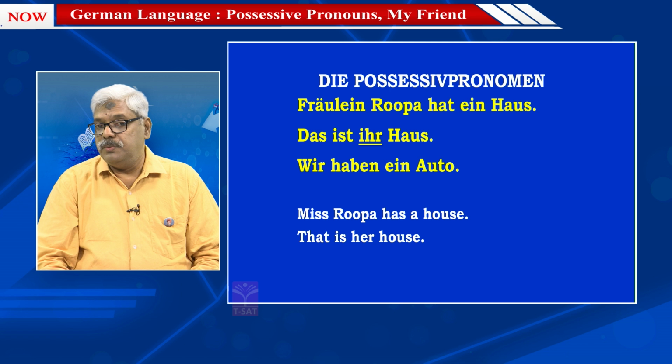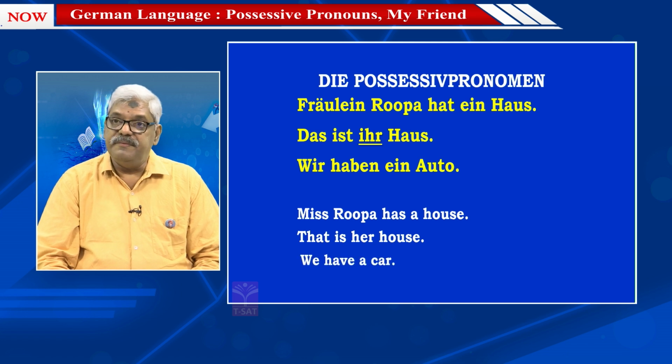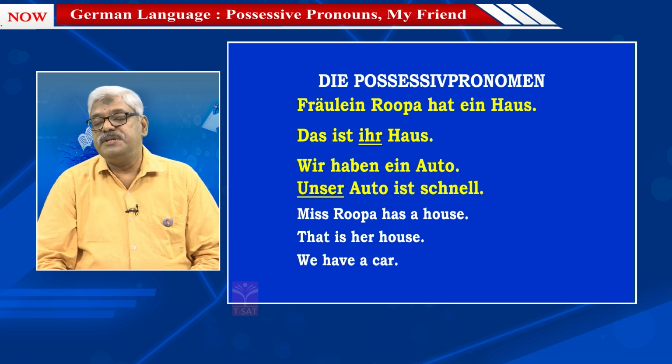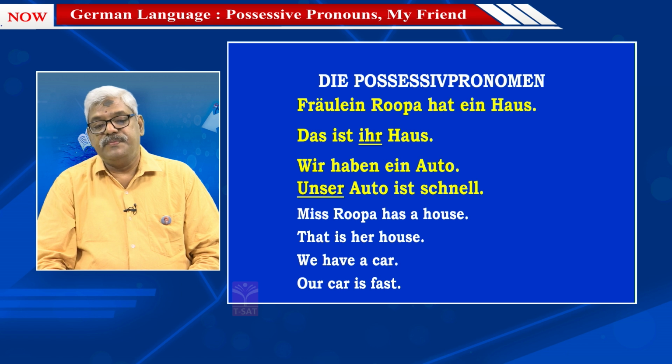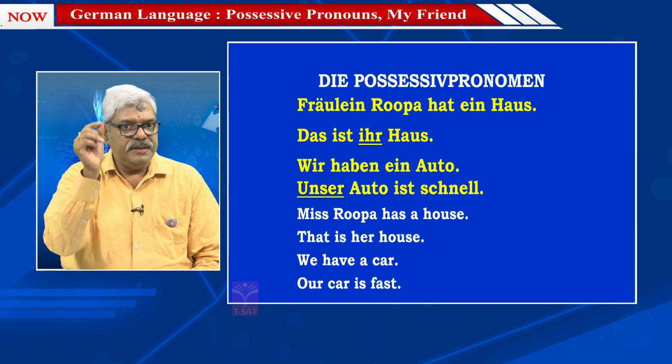Wir haben ein Auto. We have a car. Unser Auto ist schnell. Our car is fast. Once again, the word Auto, the gender is neuter. Das Auto. That's why there is no e ending.